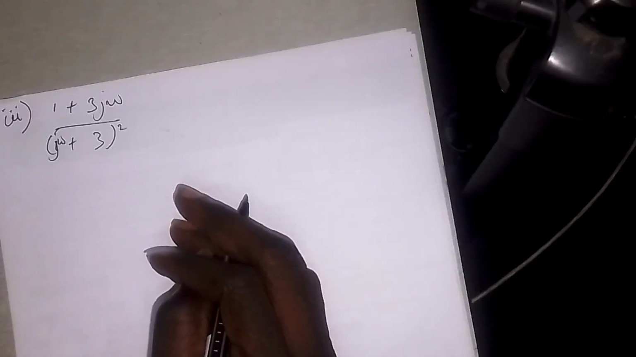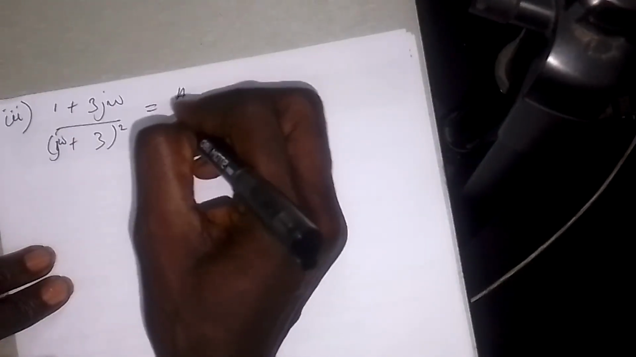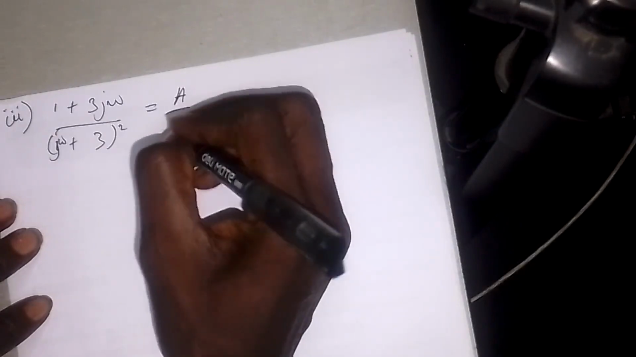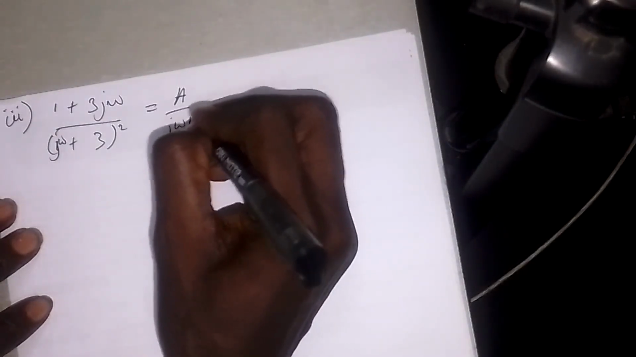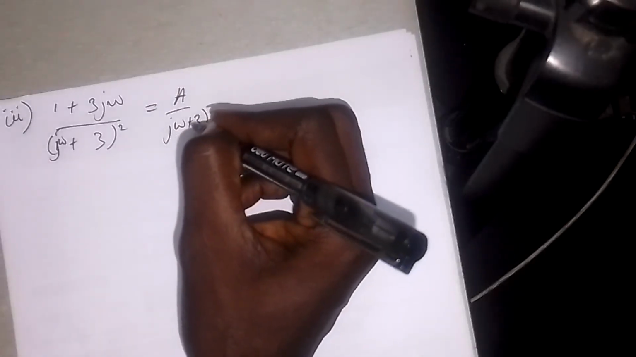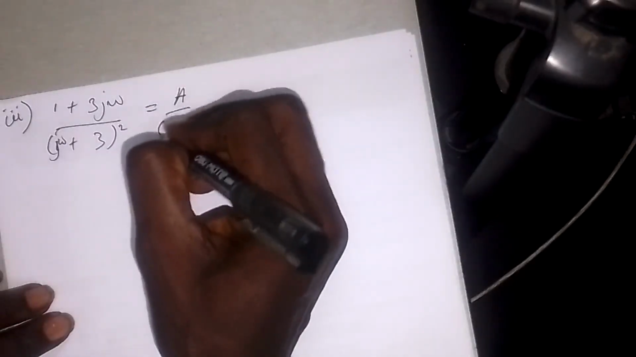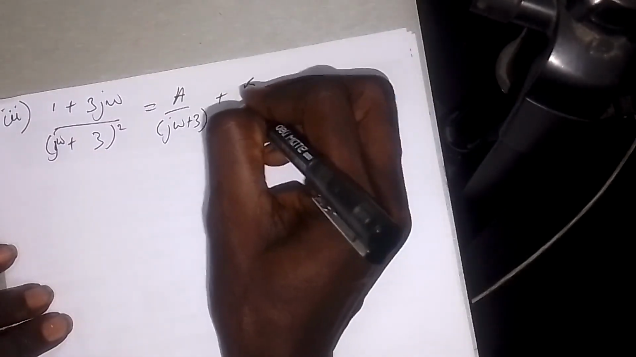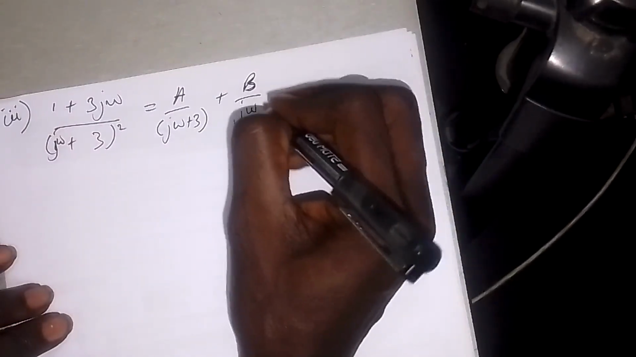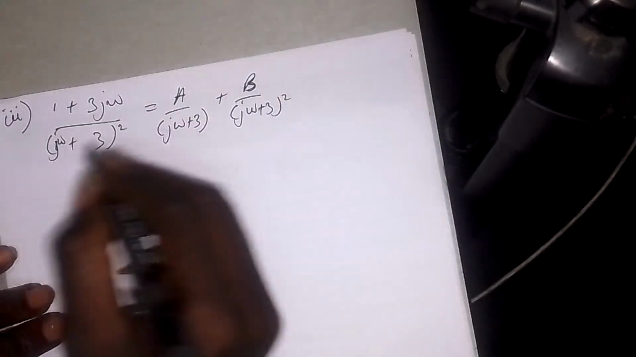All right, so how can we deal with this one? It's a similar approach that we're going to use. Here, still using partial fractions, A over j omega plus 3, plus B over the whole squared, so j omega plus 3 squared. So that's how you do it. You take one that is a product of this one, and then the whole of this one.